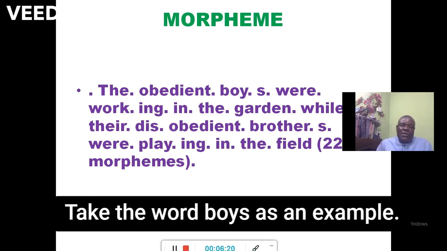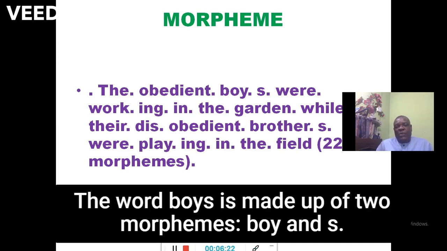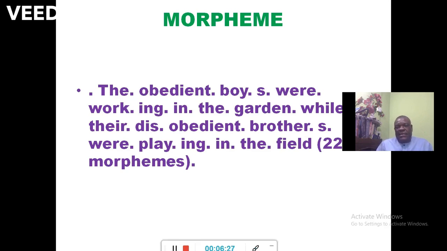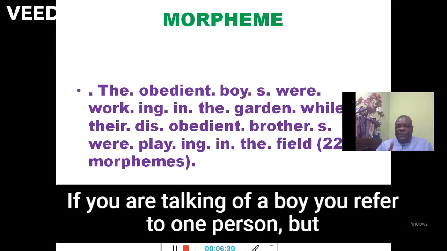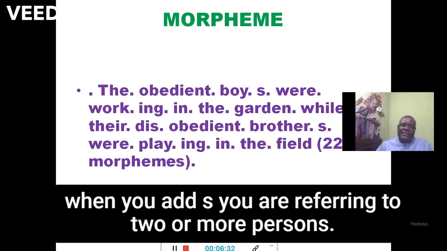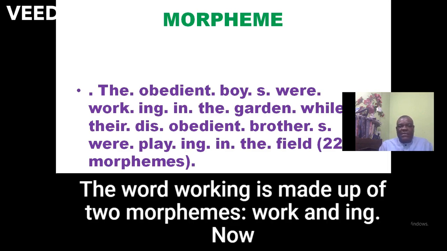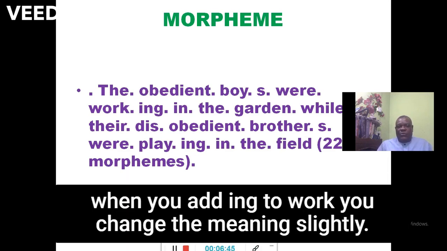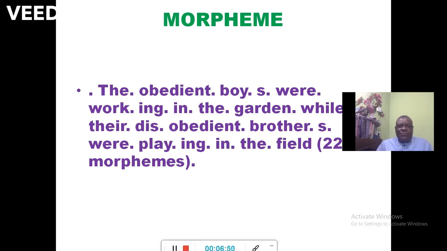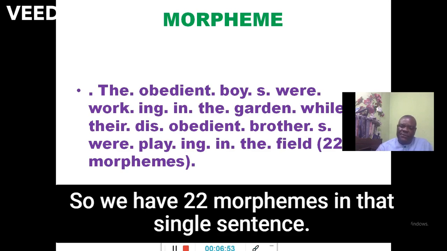Take the word boys as an example. The word boys is made up of two morphemes, boy and s. If you are talking of a boy, you refer to one person, but when you add s, you are referring to two or more persons. The word walking is made up of two morphemes, walk and ing. Now, when you add ing to walk, you change the meaning slightly. And so we have 22 morphemes in that single sentence.